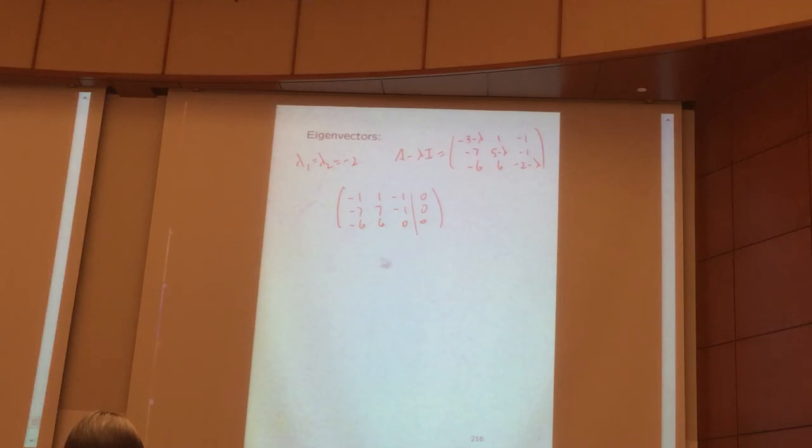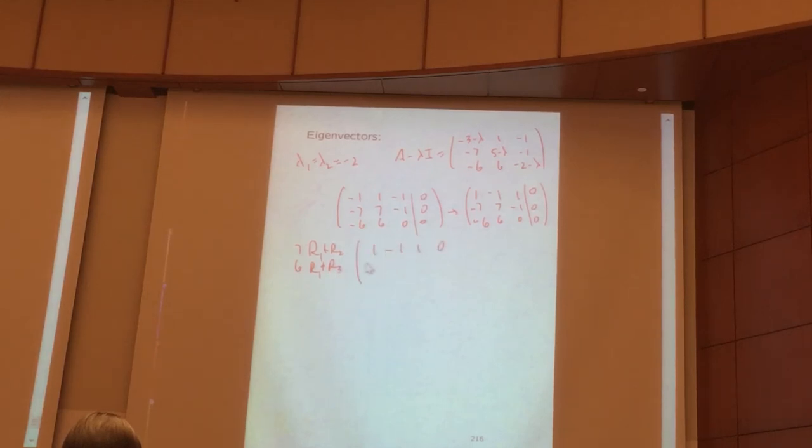Okay. Now look, let's go ahead and multiply by minus 1. 1, minus 1, 1, 0, minus 7, 7, minus 1, 0, minus 6, 6, 0, 0. I think you can see that that minus 7, 7, minus 6, 6 are going to cancel out. Last row is going to be zeros. What do I do? Multiply row 1 by 7 and add it to row 2. Row 1 by 6, add it to row 3.